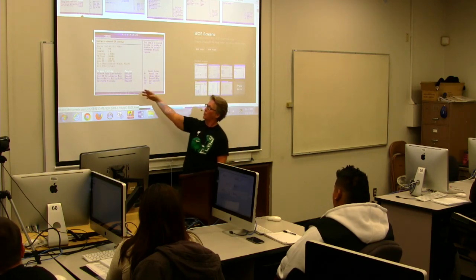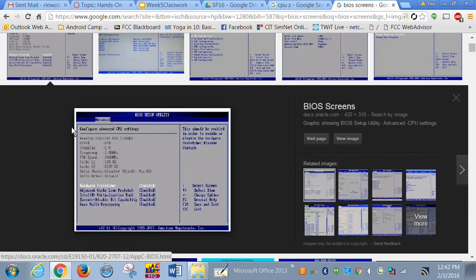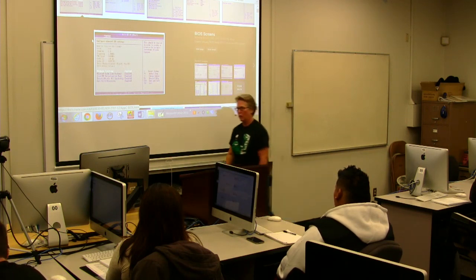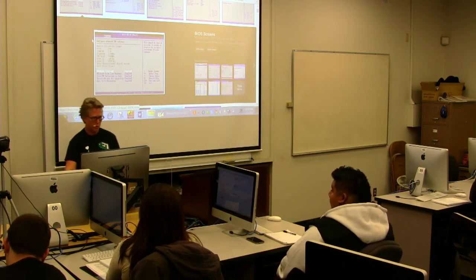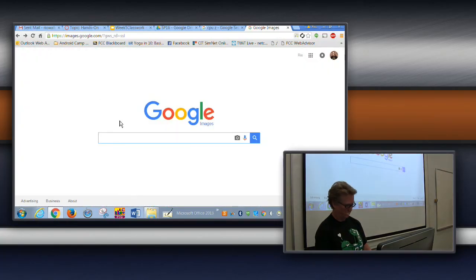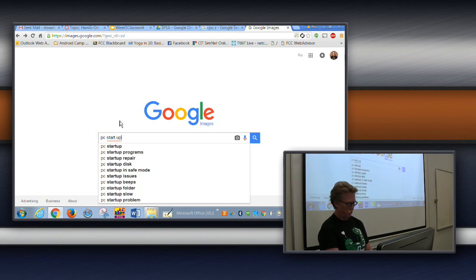This is saying, this is where my CPU is, this is where I have L1, L2 cache, I have a hard drive. So all that setup, BIOS reads, makes sure everything's good to go. And actually I think what I was looking for was the startup screen, so probably I'd want to search for PC start screen.